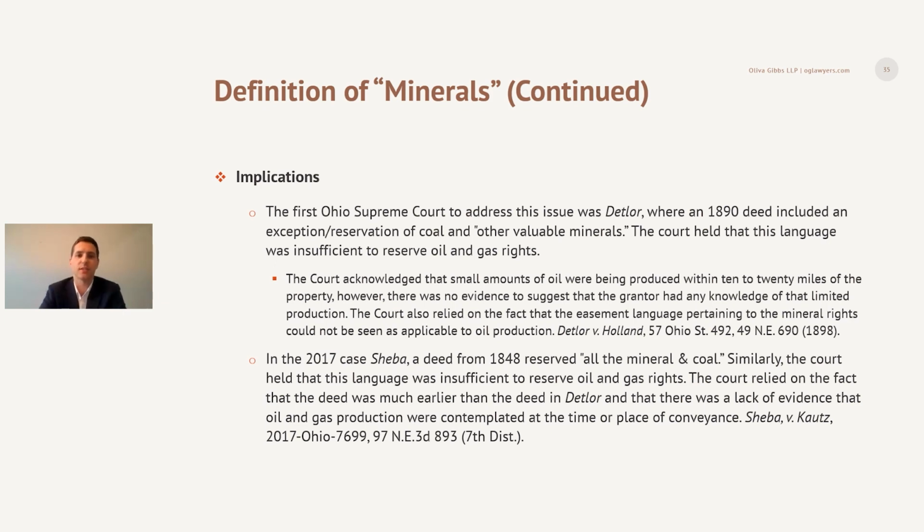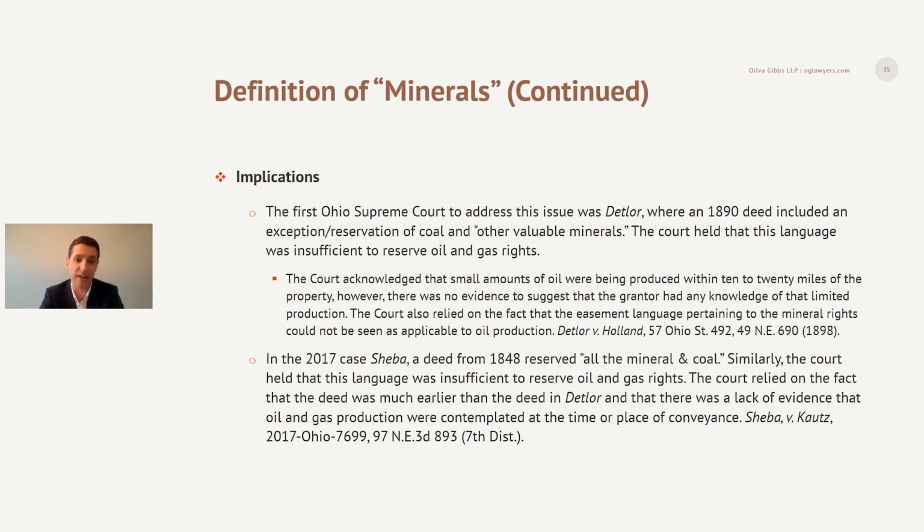In its analysis, they noted that there were small amounts of oil being produced 10 to 20 miles from the property, but there was no evidence to suggest that the grantor had any knowledge of that. And the court also focused on the easement language, and there was really no easement language that could be seen as applicable to oil production. So basically, the court is saying, the parties at the time, they may have put the word minerals in there, but they weren't thinking that included oil and gas.